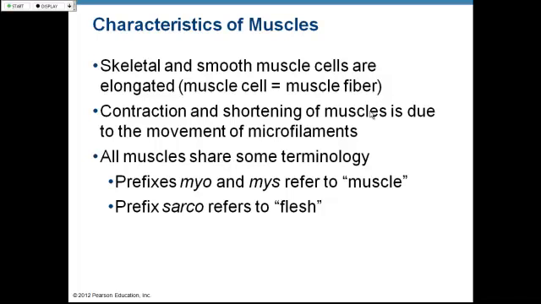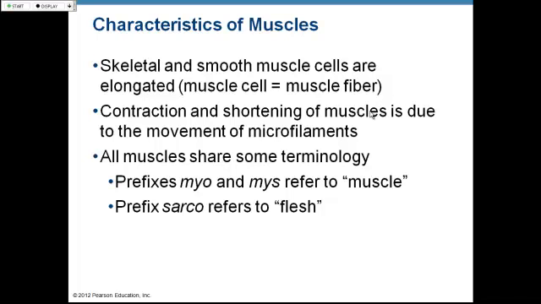So, contraction and shortening of the muscles is due to the movement of microfilaments. That's what we're going to learn about in this chapter. You probably knew coming into this class that your biceps muscle sits right here on your upper arm, and then when it shortens, you can pull up your forearm. You just don't exactly know what goes on inside that muscle cell. That's what we're going to talk about now. And to do that, we need to talk about the microfilaments. And we will get to that. The story will unfold as we do this chapter.